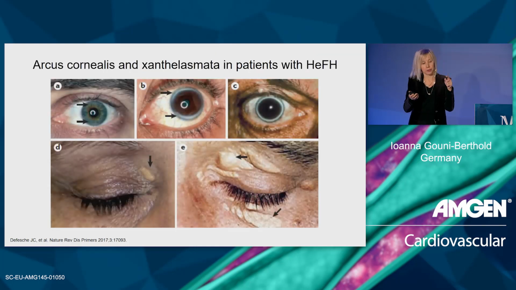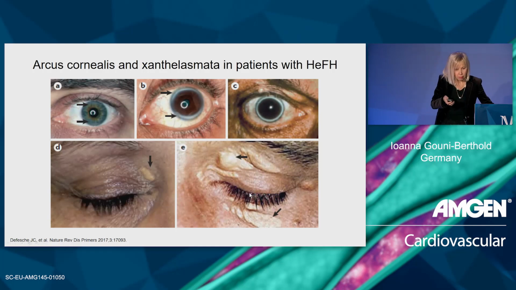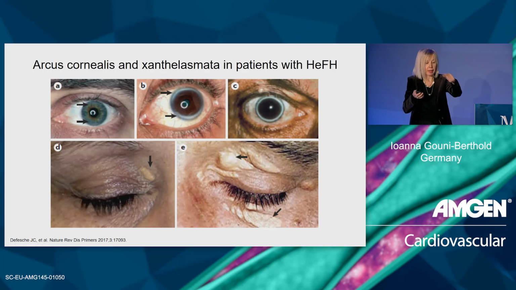And this is the arcus cornealis. It starts like a little sickle thing. Anyway, I think you can see it where the arrow is, and the A on top, on the bottom, and then over the years it goes around your eye. This is lipid deposition in the cornea.